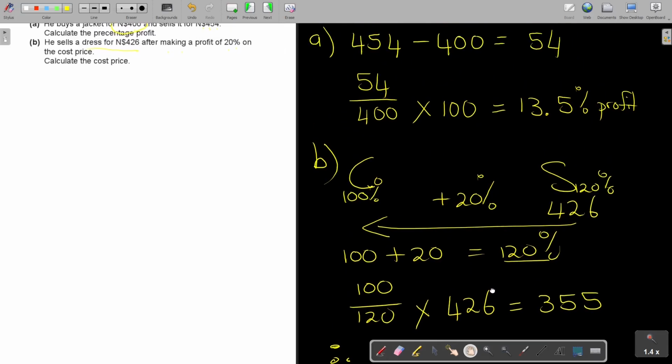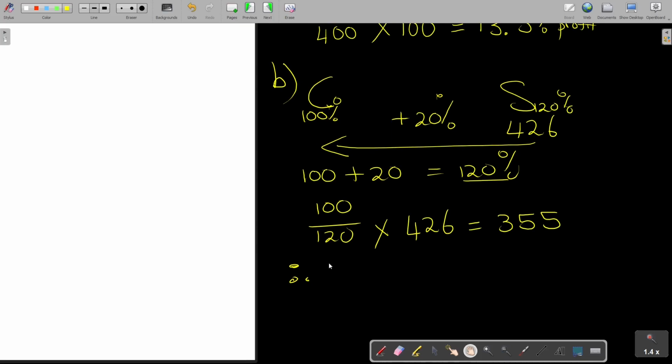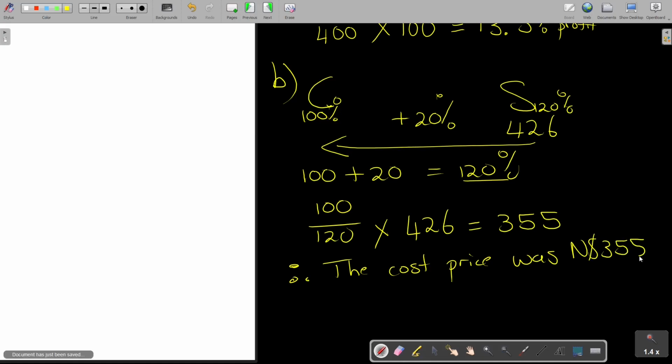So therefore, okay, what was the question? Let's just go to calculate the cost. Therefore, the cost price of the dress was 355. And that's how you do reverse percentage.